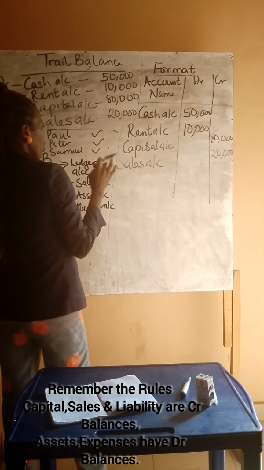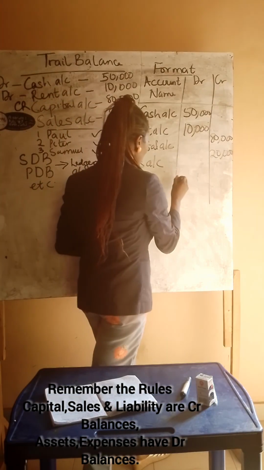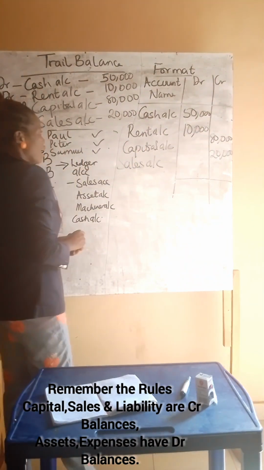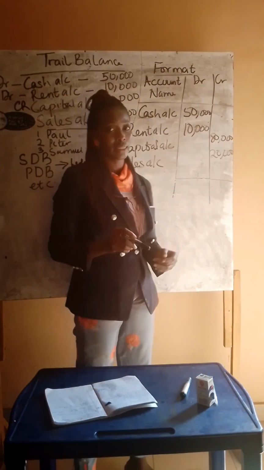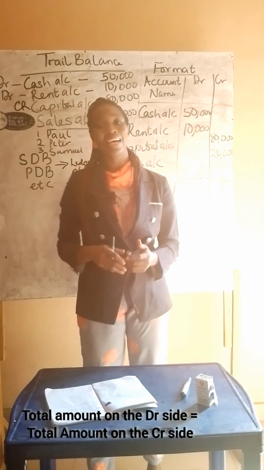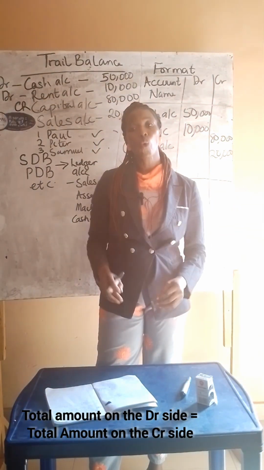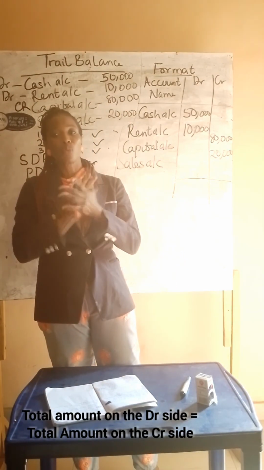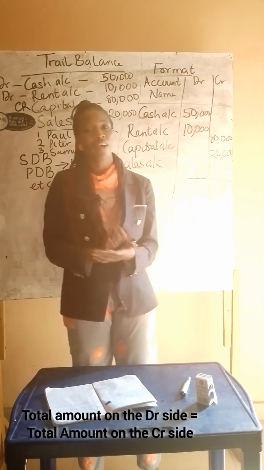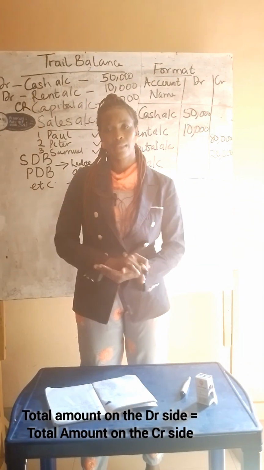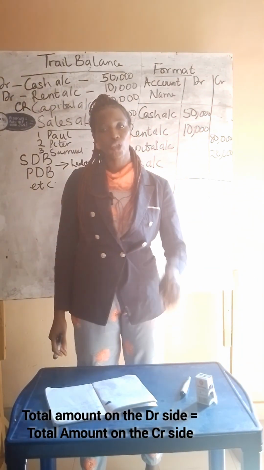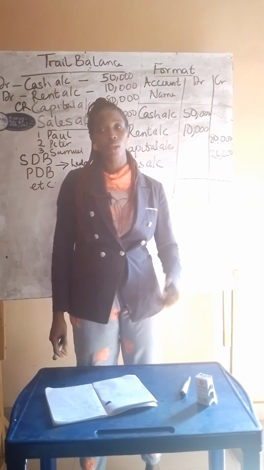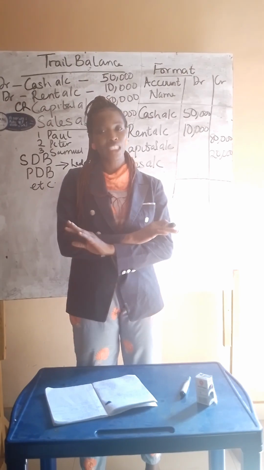Now, after you've listed all your balances, you're going to total them and get the final figure. And in our trial balance, normally, the balance you have on the debit side should equal what you have on the credit side. That is how you know that you have posted correctly. The trial balance is very, very important. It does so many things. We will talk about the purpose of a trial balance, but I want us to just understand why the total on the debit side must equal what you have on the credit side. It is a norm.